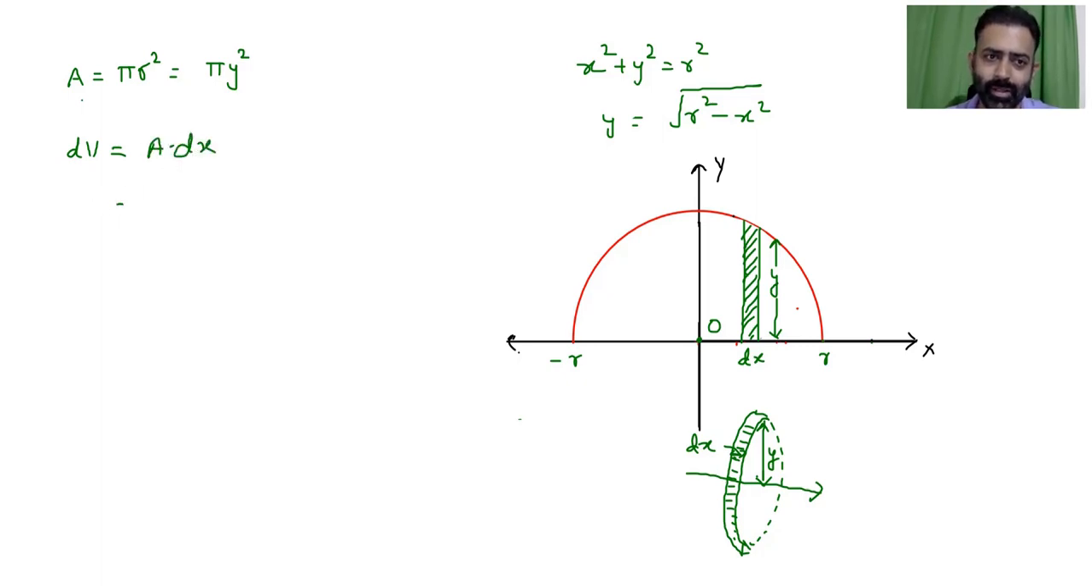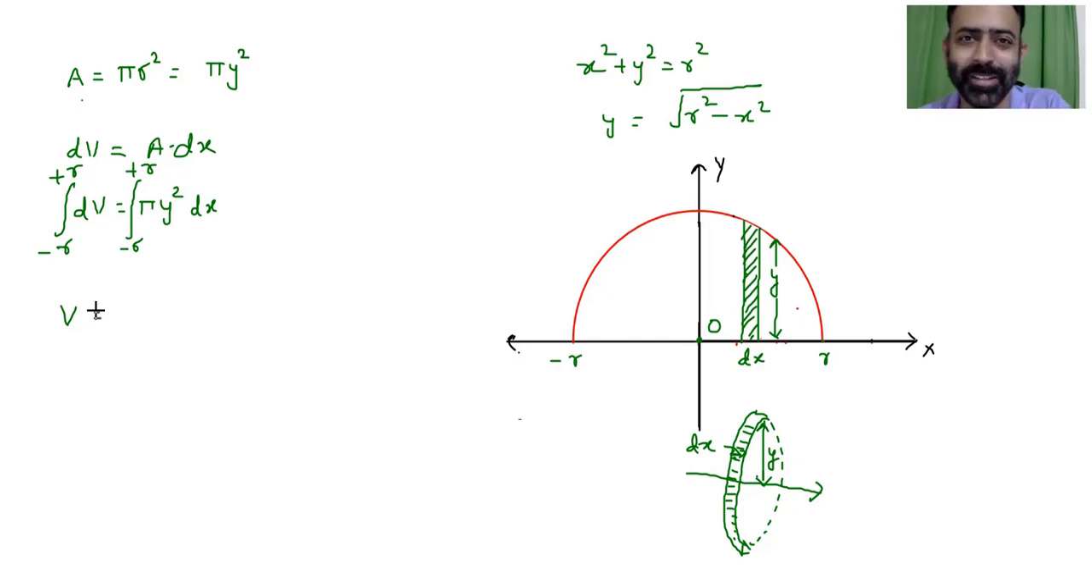And what is this area? This is pi y square into dx. This is your volume of the small disk. Now if I integrate this between the limits minus r to plus r, you will get the volume of the sphere. So let us see if we are able to find out 4 by 3 pi r cube. So volume V is integral pi y square dx between minus r to plus r.